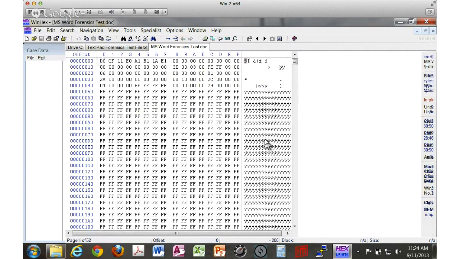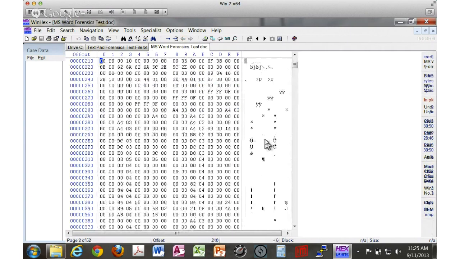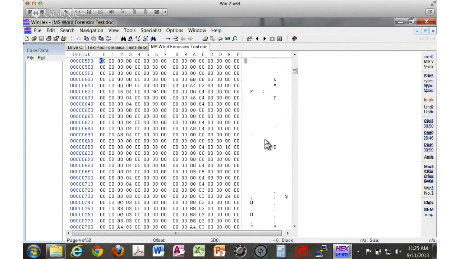And I'll scroll down. So this is all metadata. And somewhere down here, somewhere way down here, bottom of the ocean, there it is. You'd have to ask Microsoft. Other formats don't require this much.